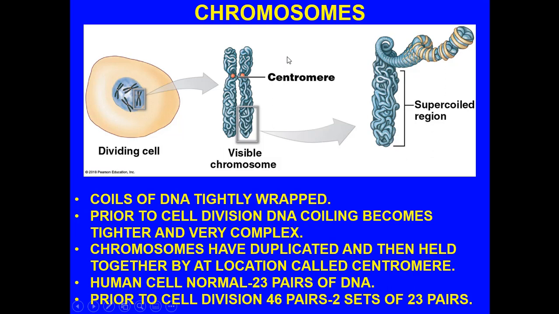Keep in mind that a normal human cell has 23 pairs of DNA. Prior to cell division, just before the cell starts going through mitosis, you actually have 46, 2 sets of 23. And that's normal, because a normal cell has 23 pairs, but just before we divide that cell, we've got to make a copy of all those 23 pairs. That leads us to 46. When we have 46, we then separate the pairs so that one daughter cell gets 23, and the other daughter cell gets the other 23 pairs.